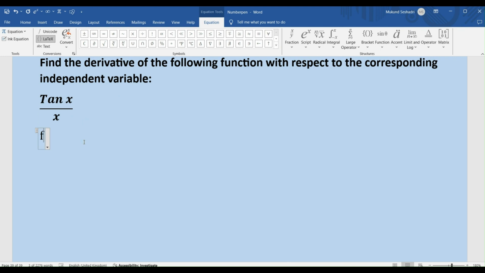and it is of the type u by v, right? And we now know and we are quite familiar with the quotient rule in differentiation. So if I'm going to call my u as tan x and my v as x, my f is of the format u by v, which means my f dashed.